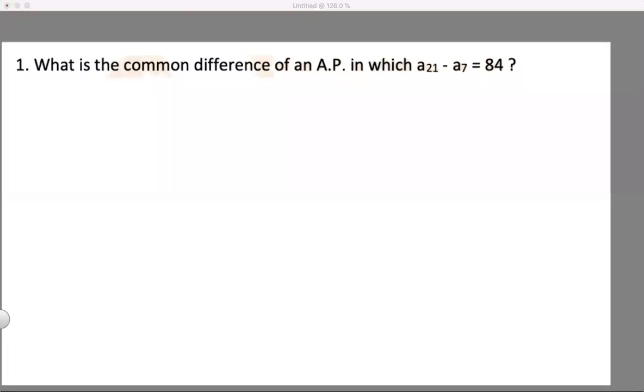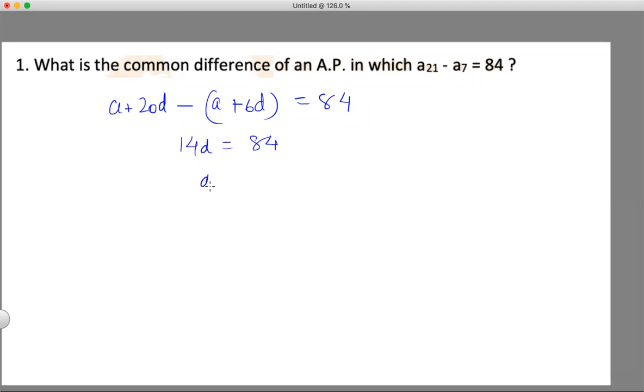Okay, what is the common difference of an AP in which there is a relationship given? Sir, in this we will write A21 as A+20D and similarly A7 as A+6D, and then A gets eliminated and the value of D will come. Very good. Very straightforward question. Okay, so A will get eliminated and we will have 14D is equal to 84 and D is equal to 84 by 14, which is 6.